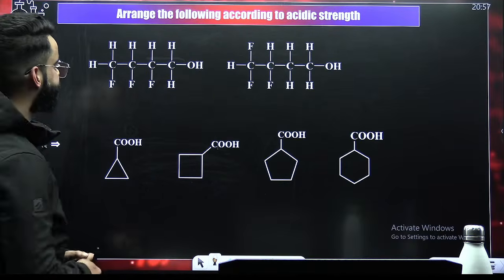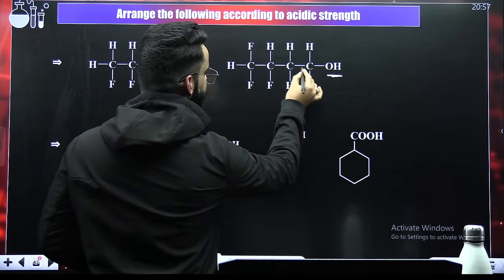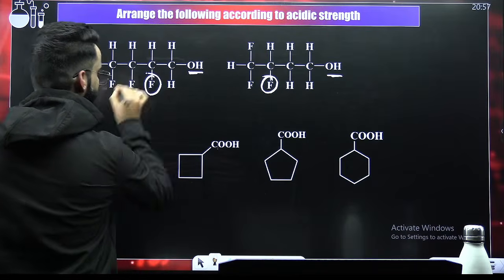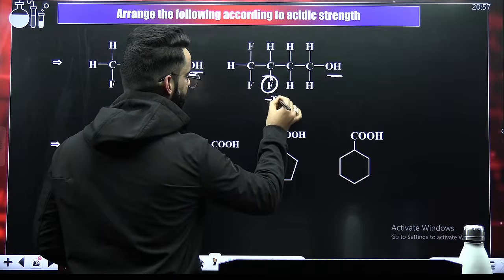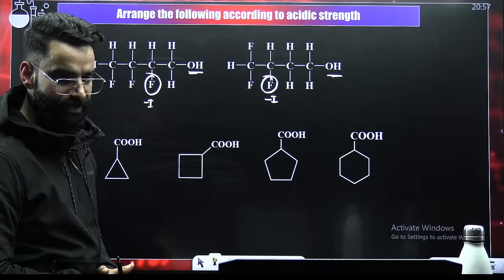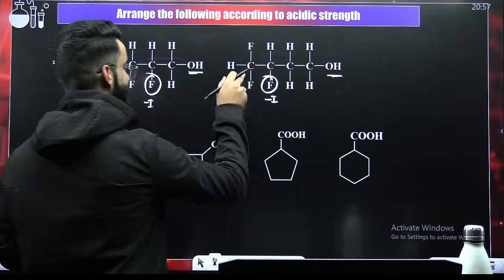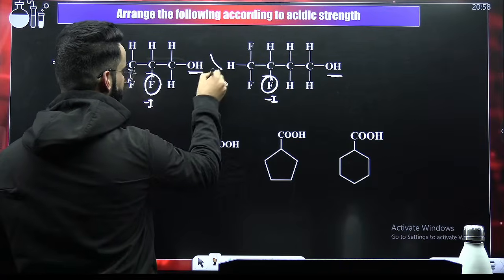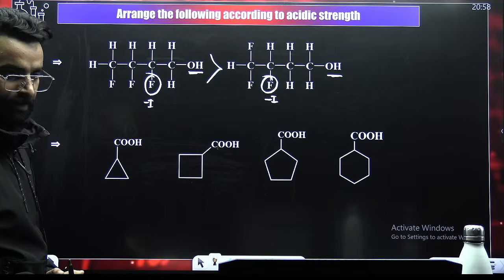Talk about this one. OH. Now at this particular carbon number 3, I've got fluorine. At carbon number 2, we have got fluorine. Fluorine is withdrawing. And electron withdrawing groups increase acidic strength, right? And you know, inductive effect is distance dependent. So inductive effect will be prominent where the withdrawing group is attached at the second carbon. So the first one will be more acidic.